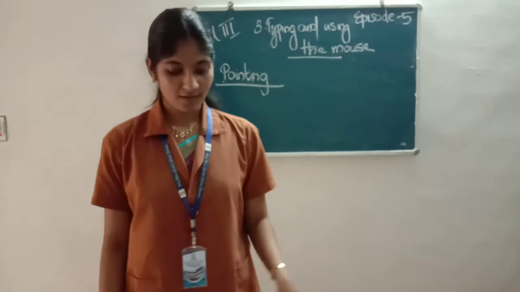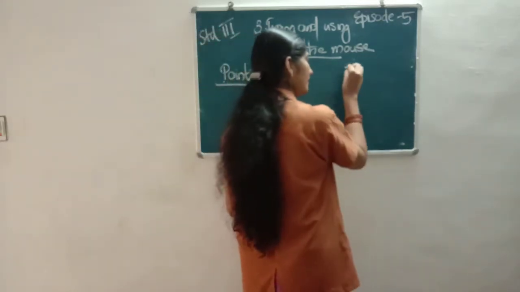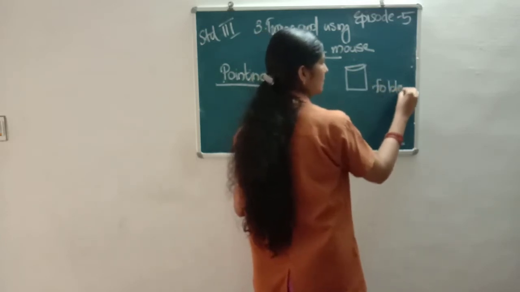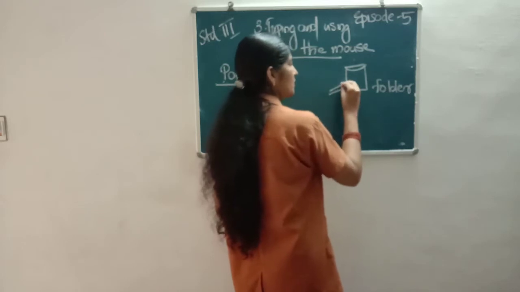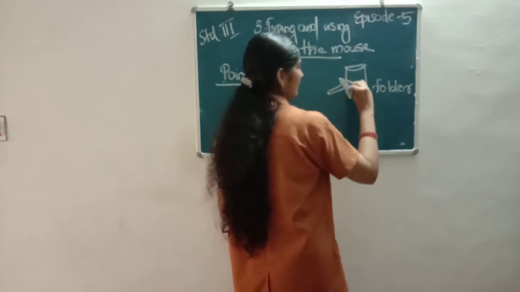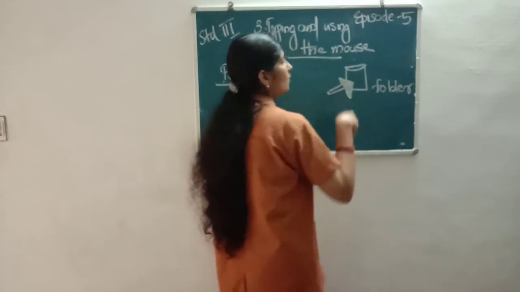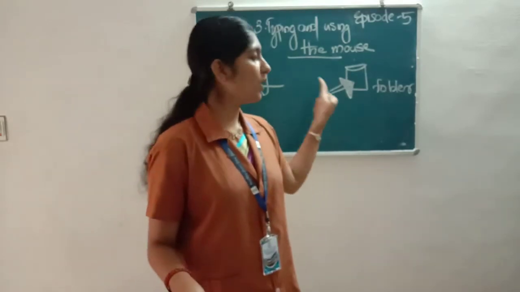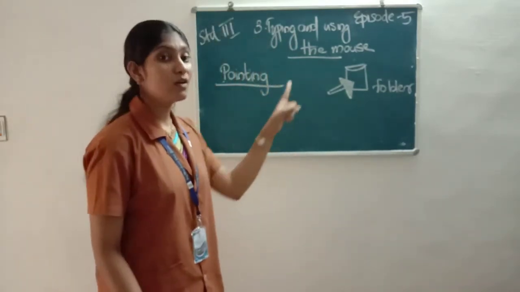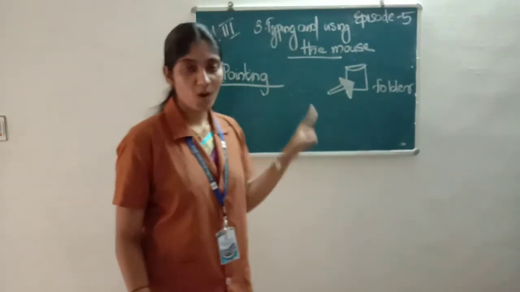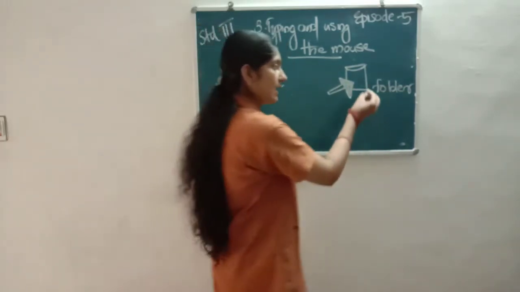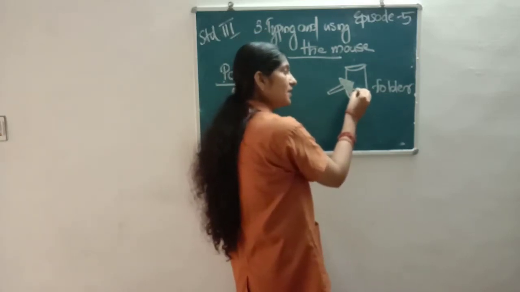Pointing means, for example, we know this is a folder. Just assume this is a folder for any applications. So there is a mouse pointer here. And now we can say that this is pointing. So the mouse pointer points to a folder. That means pointing is aiming the mouse pointer at some particular position.